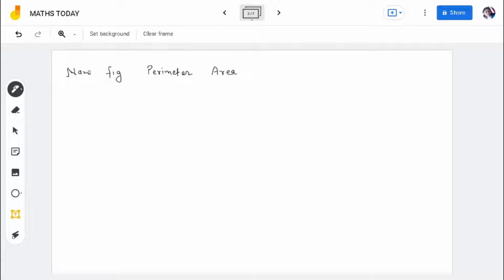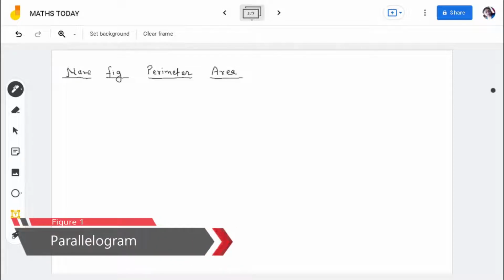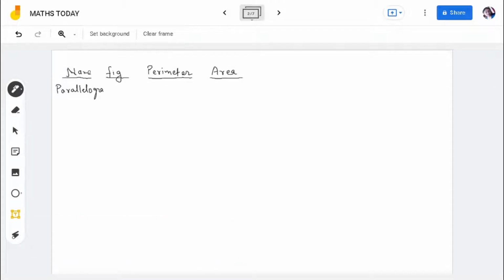Okay, so last we have done with the circles. Now after that we will see another plane figure. The name of the next plane figure is parallelogram. So I will tell you some important properties about the parallelogram also, so that it will be easy for you to understand what is a parallelogram.